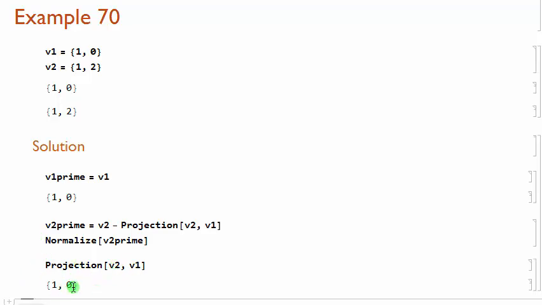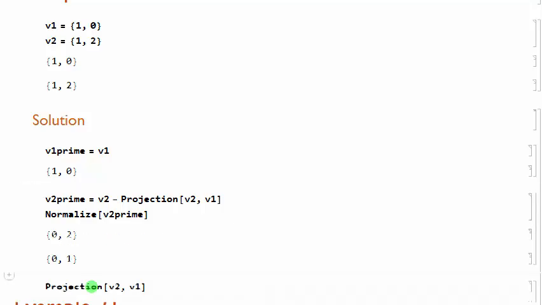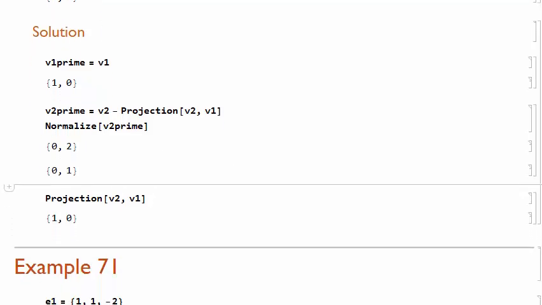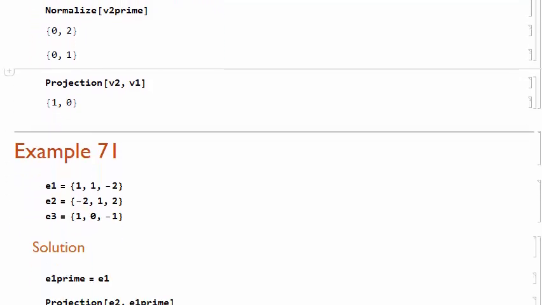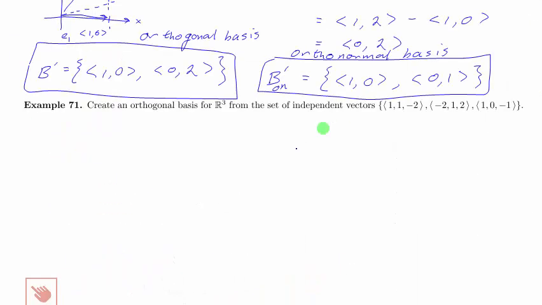So that is the 1, 0 that we saw earlier, and when we do the subtraction, it's a little bit out of order, then we end up with the 0, 2 that we got before. Normalize that to make it length 1, and we get 0, 1. Now, we don't have to always normalize these. If we're not looking for an orthonormal basis, just an orthogonal basis, then it's fine to leave them as they are coming out of the Gram Schmidt algorithm.